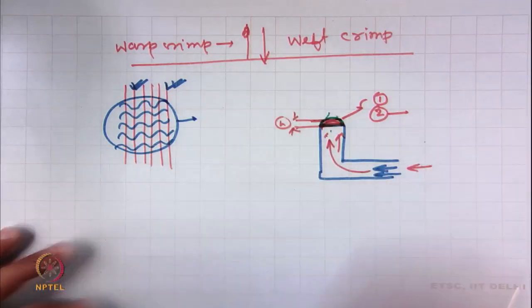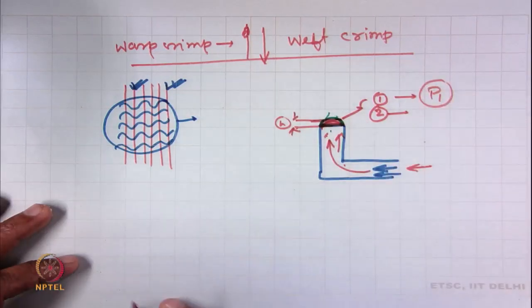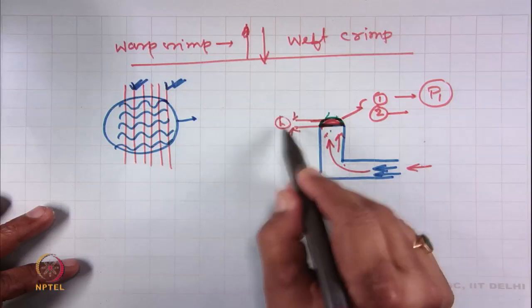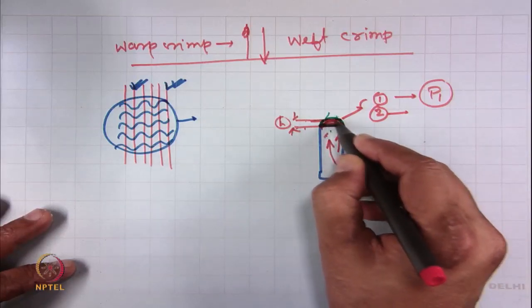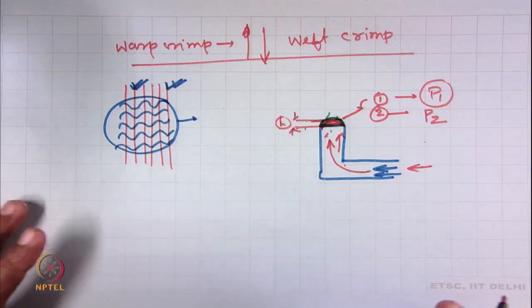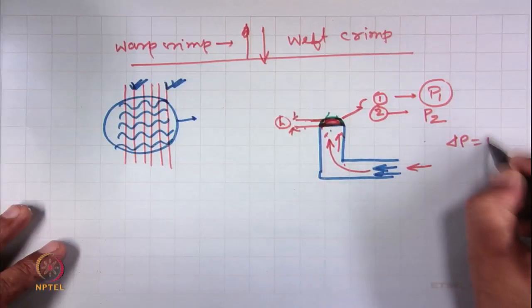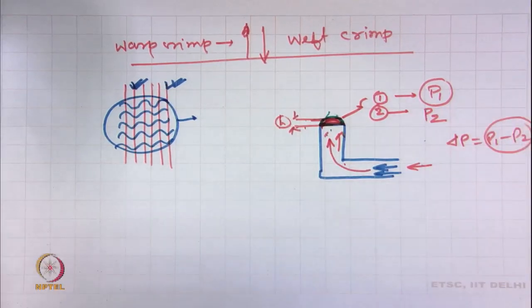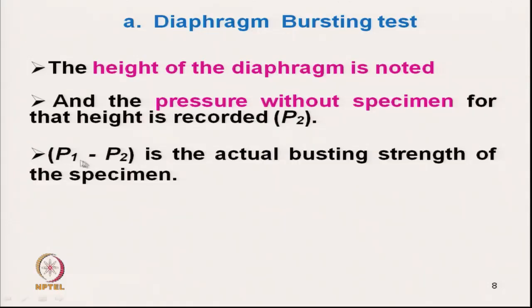Initially with fabric, suppose P1 is the pressure required, and during that time we note down the height of the diaphragm. Then without fabric, if we extend the diaphragm to that height, suppose that requires P2 pressure. So, effectively for bursting the fabric alone we require delta P, which is P1 minus P2, the actual pressure required to burst the fabric. That much correction we have to do. So, P1 minus P2 is the actual bursting strength of the specimen. Initially it was P1, then P2 is required.